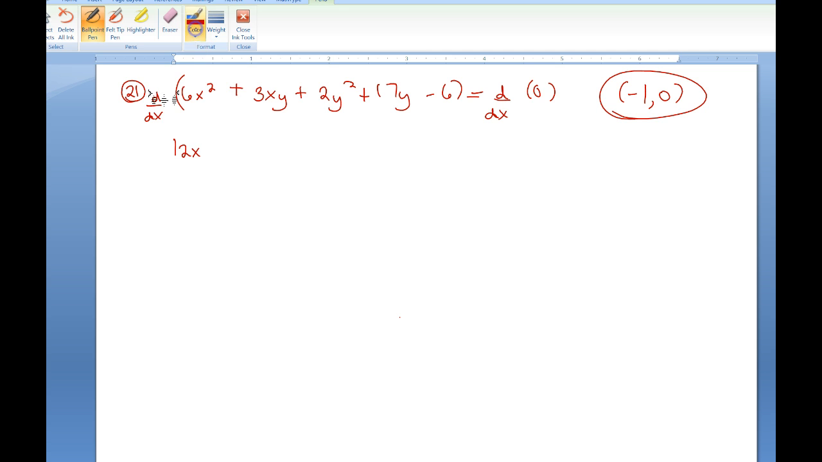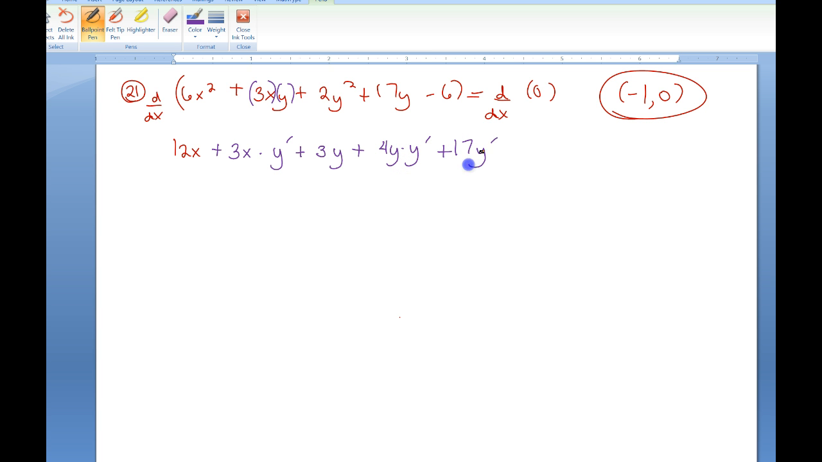Now, with this next part, you have to use product rule. Just group the 3 with one of them, so I'll make it a 3x times a y, just to keep it easy. So it's going to be 3x times the derivative of y. Just to show you a different way, I'm going to put y prime this time instead of dy dx. It's the same thing. Plus 3 times y. Plus the derivative of 2y squared, so it's going to be 4y times y prime.